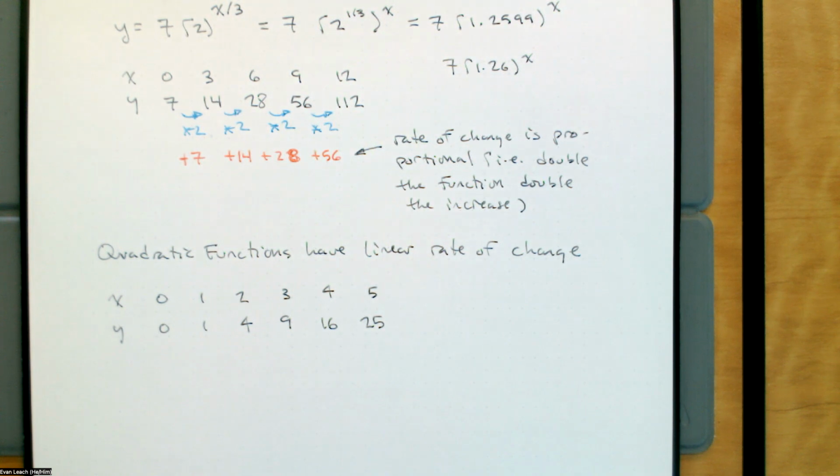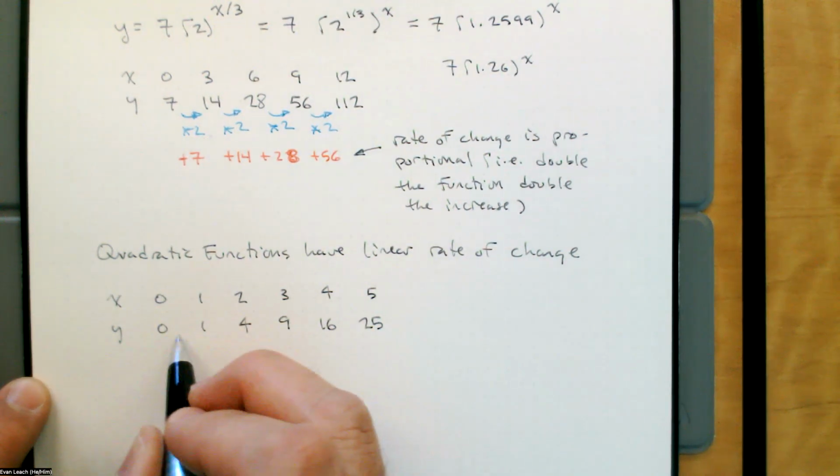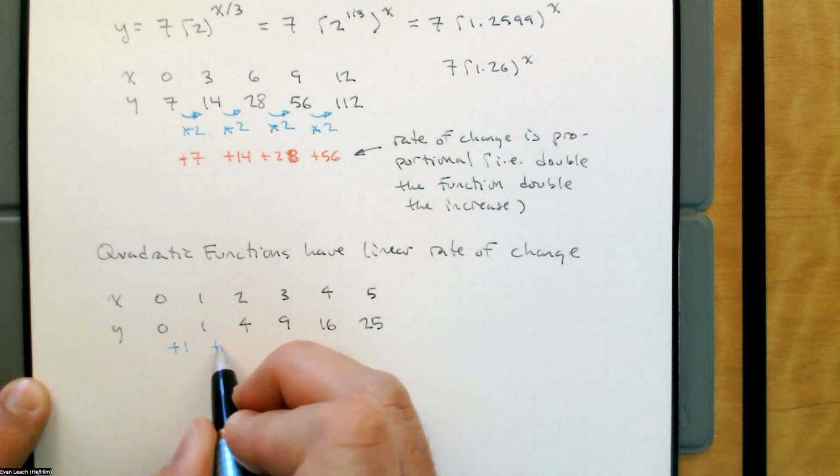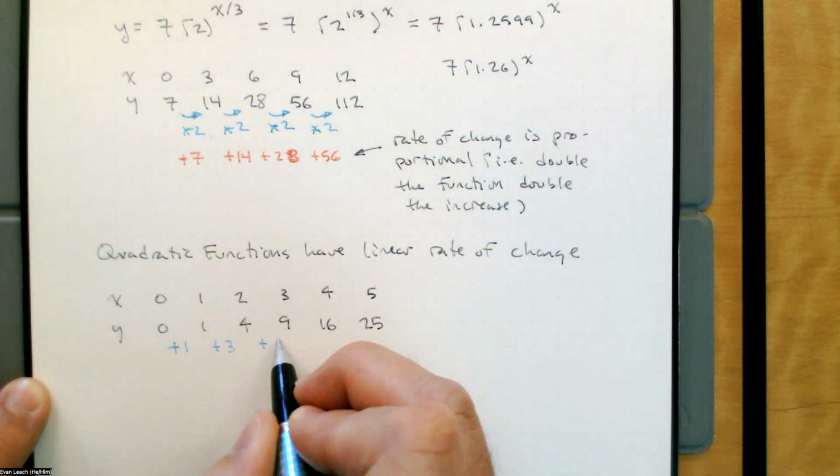It's too late in the day to do any kind of fancy quadratic function, so I'm just going to go with the most basic quadratic function. Y equals x squared. Notice that the amount of increase we see here from 0 to 1, there's an increase of 1. From 1 to 4, there's an increase of 3. So our rate of change is not constant.